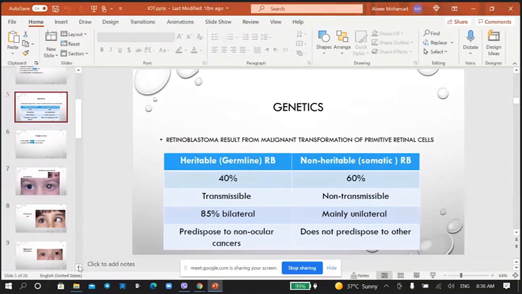Heritable or germline retinoblastoma accounts for about 40%. Advanced paternal age suggests that in some patients the mutation has occurred in the father's sperm, because all the retinal precursor cells carry the mutation. These children develop bilateral and multifocal tumors. Notice, it will be a bilateral tumor and a multifocal tumor.